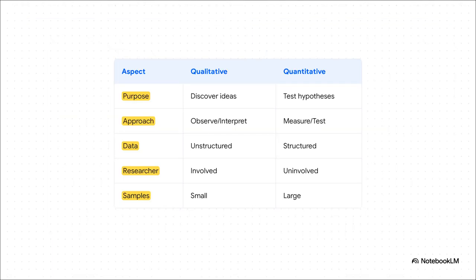And if you look at their toolkits, you can see just how different they are. The whole purpose of qualitative is to discover new ideas. You do that by observing, by interpreting stories, usually from a pretty small group of people. The purpose of quantitative, on the other hand, is to test those ideas. You do that by measuring structured data from really large samples. They're just fundamentally different, from their purpose all the way down to the process.